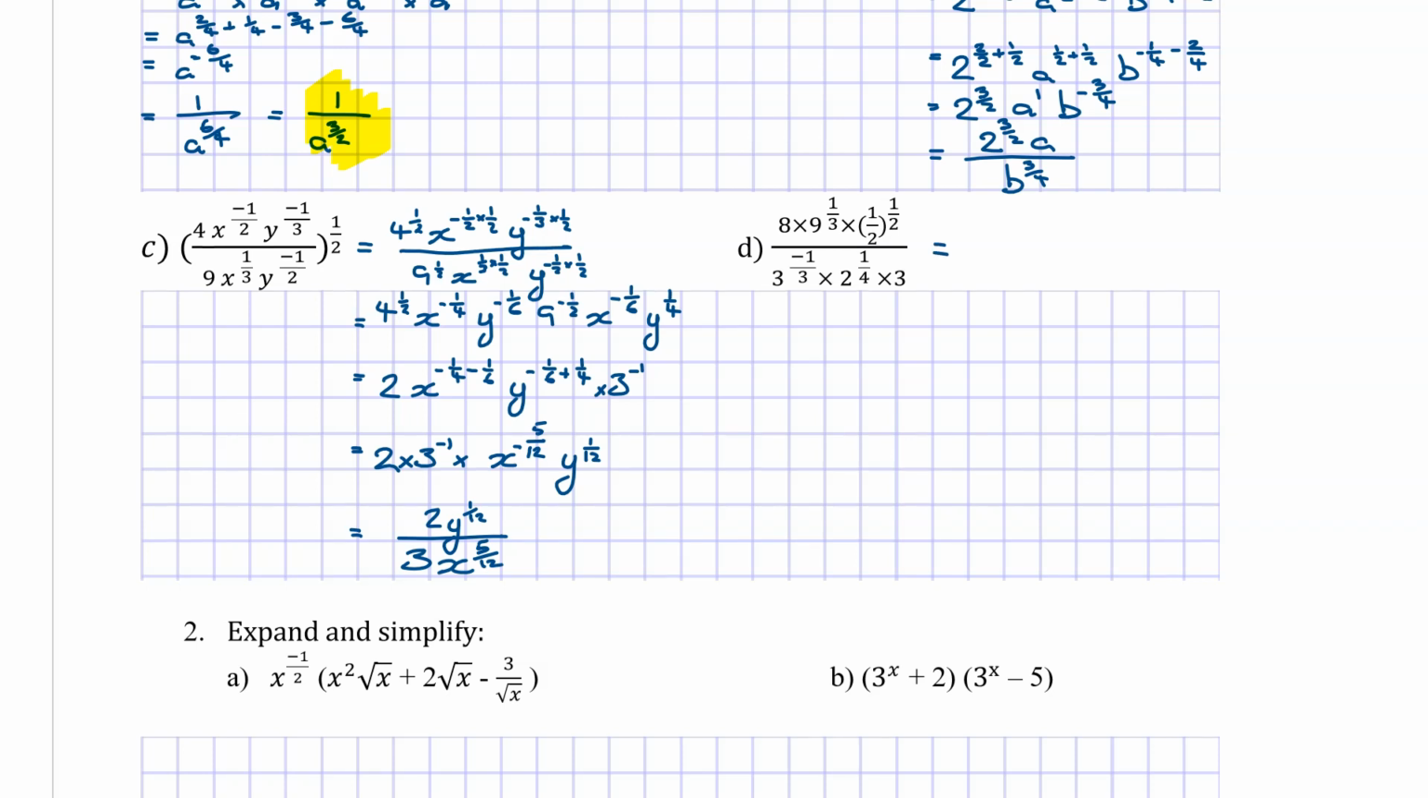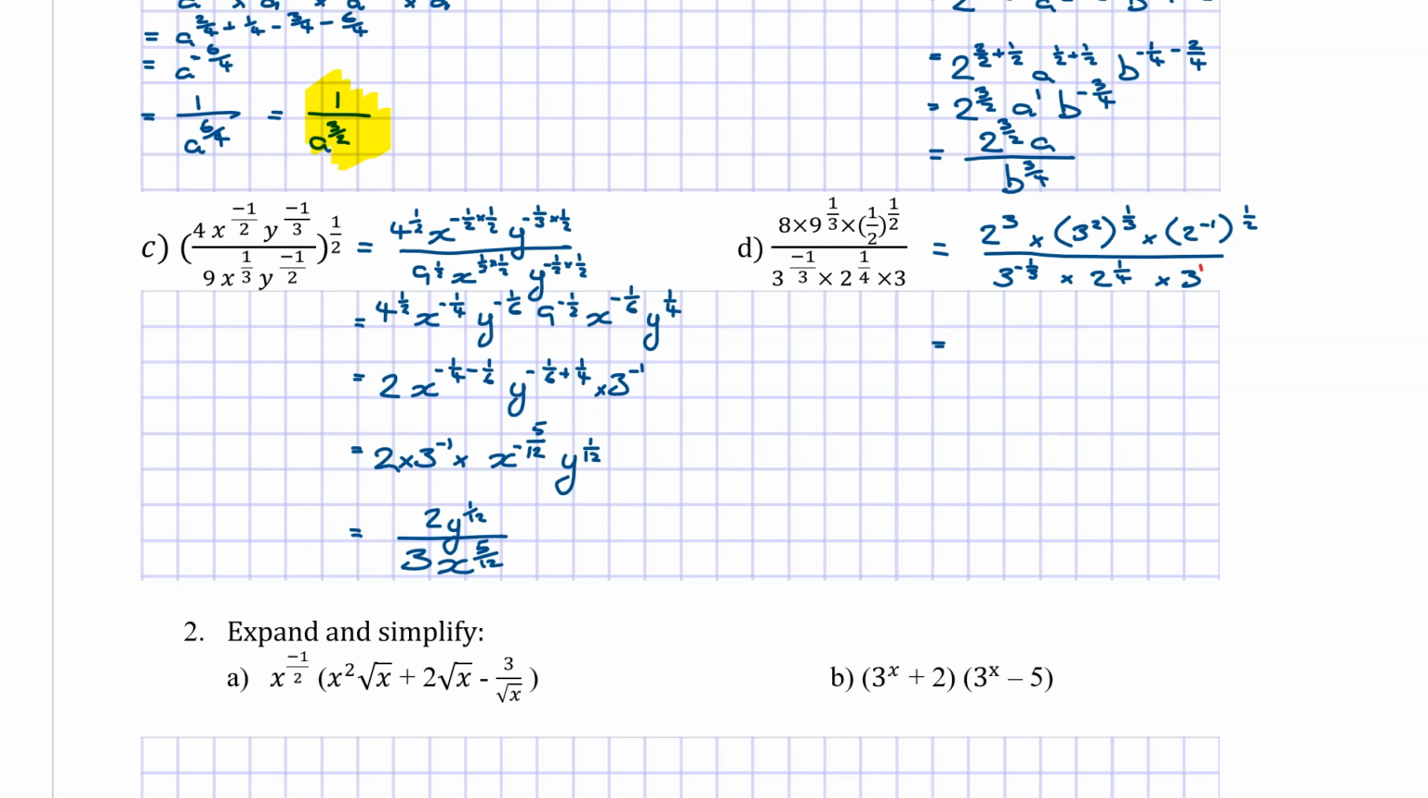So 8, for example, we can write that as 2 to the power of 3. And 9, we can write that as 3 to the power of 2, or 3 squared. And then have the third out here. And then the half, we can rewrite that as 2 to the -1, or to the power of a half. So there's our numerator, and our denominator is 3 to the -3rd times 2 to the quarter times 3. And if we want to be pedantic, we can say 3 to the power of 1.